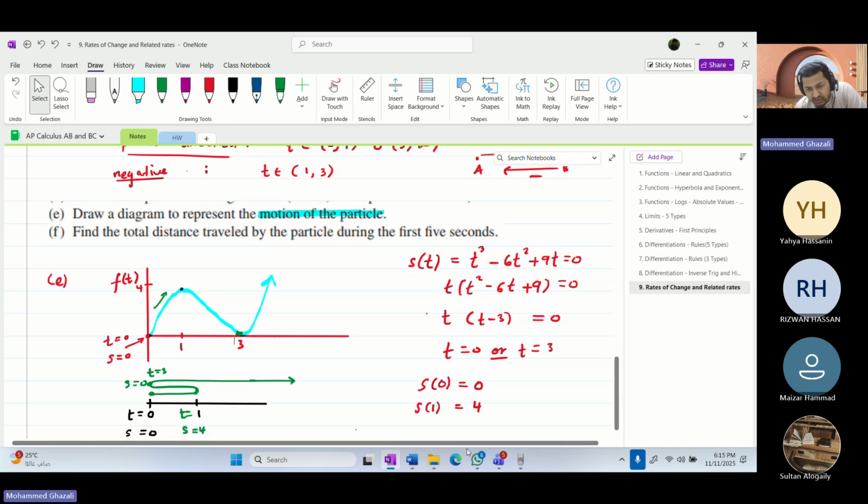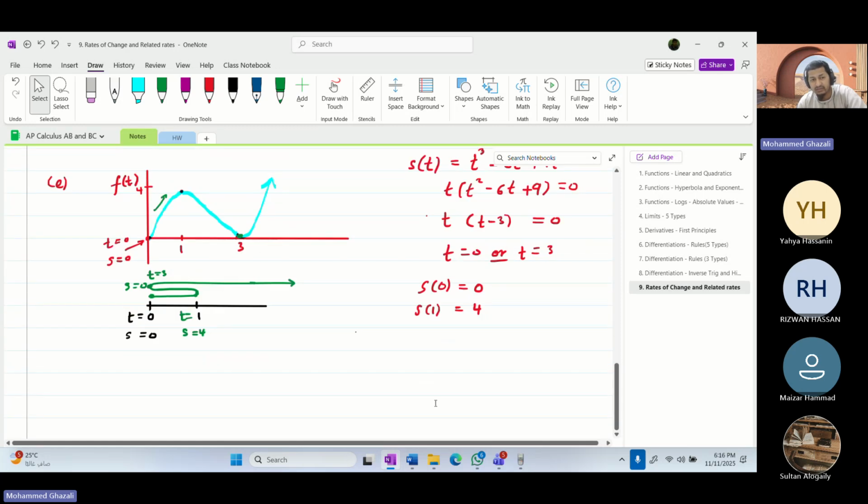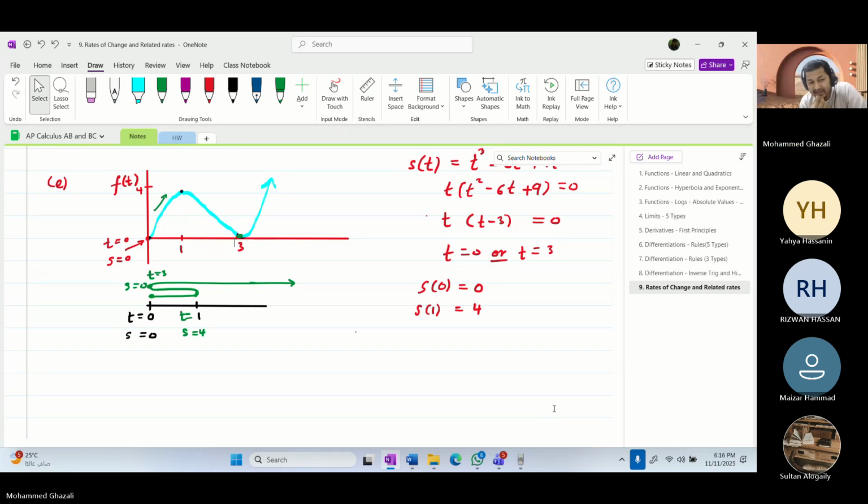Let's look at the next question. Find the total distance traveled by the particle during the first 5 seconds. During the first 5 seconds, okay? I want the total distance traveled. Make sense? How are we going to get that? Put a 5, switch t for 5.